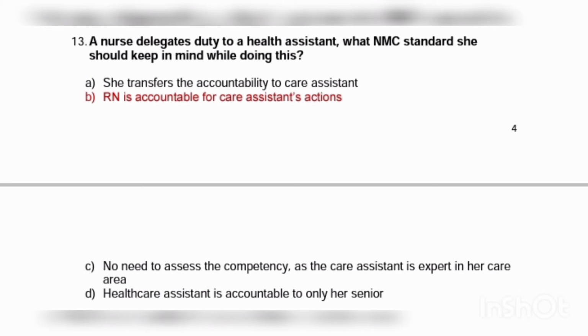Option A. She transfers the accountability to the care assistant. Option B. RN is accountable for the care assistant's actions. Option C. No need to assess the competency as the care assistant is expert in her care area. Option D. Healthcare assistant is accountable to only her senior. Option B is the correct answer.